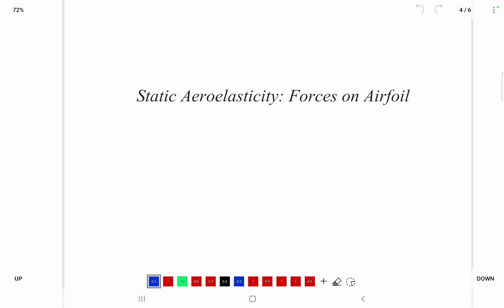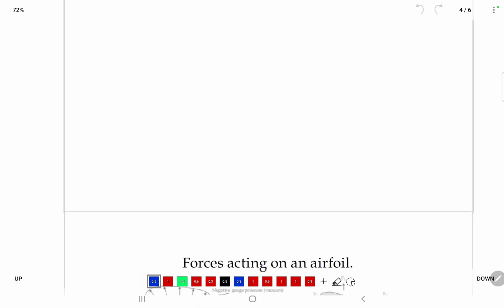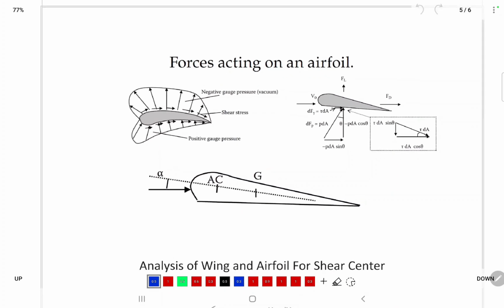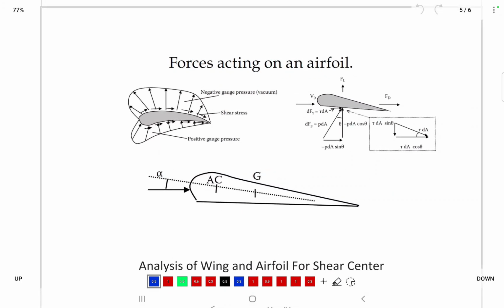Now we will carry on our example about static aeroelasticity, forces on an airfoil. So now we have this airfoil and the forces acting on it. You see here the negative gauge pressure, which is vacuum, and this is the shear stress. This is the positive gauge pressure, okay? And this is the configuration of the forces acting on the airfoil.